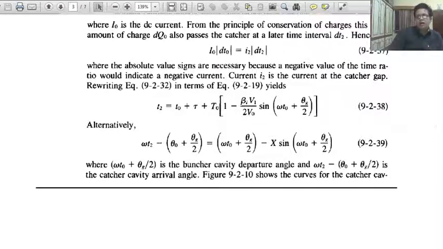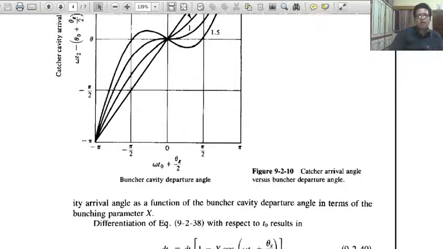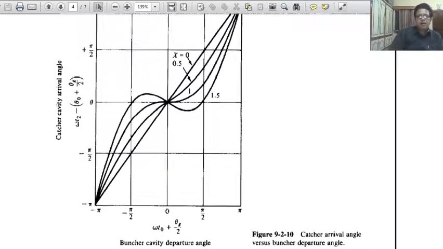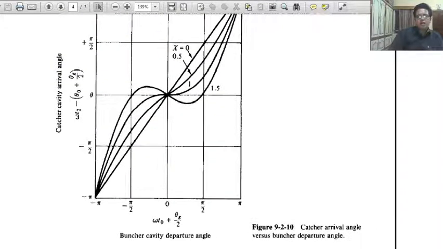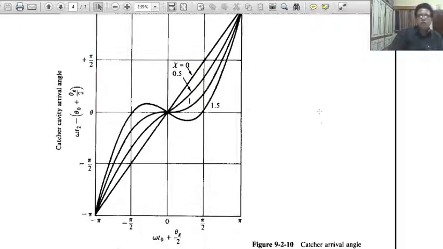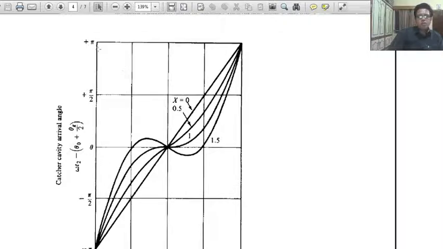Now figure 10 shows the curves for the catcher cavity. This figure shows the relation between the buncher cavity departure angle and the catcher cavity arrival angle, and X is the parameter which we are varying. If X equal to 0, that is the center line; then 0.5, 1 and 1.5. You get a variation from minus pi to plus pi.